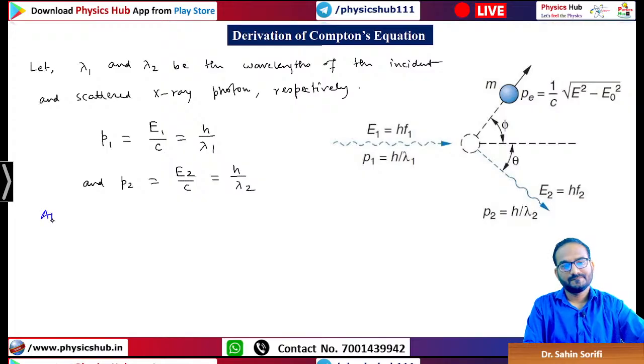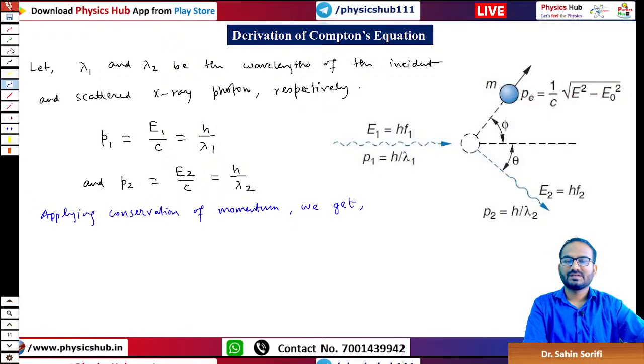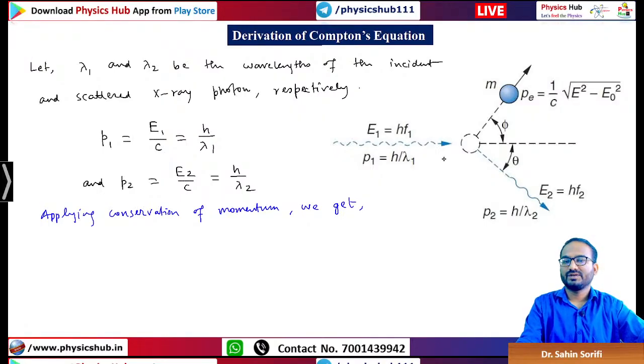So, applying conservation of momentum, we get, what does the conservation of momentum say? It says that the momentum before the scattering and after the scattering will remain the same. What is the momentum? The electron was at rest initially, so the momentum was coming from the photon.